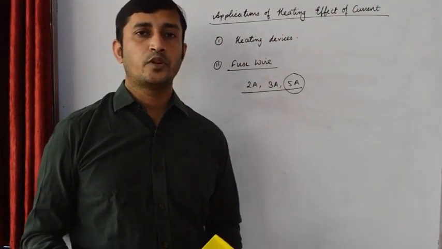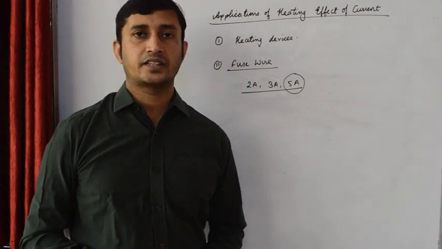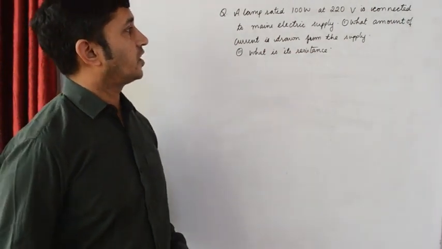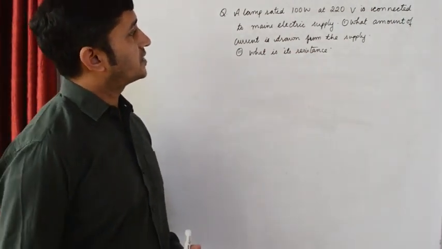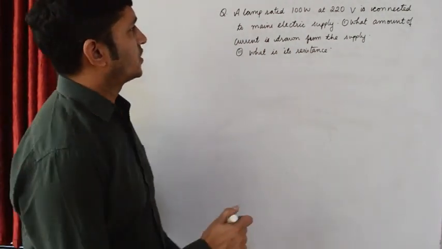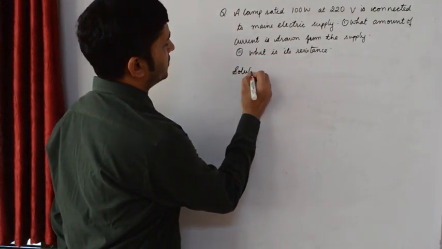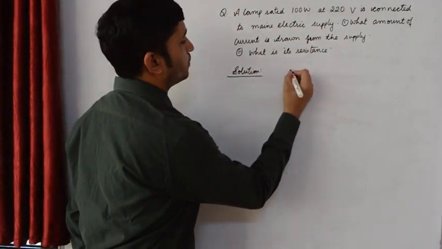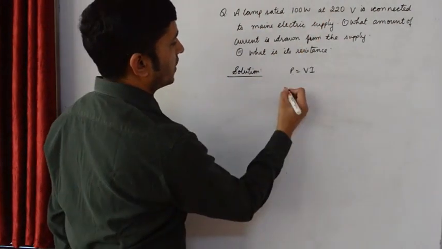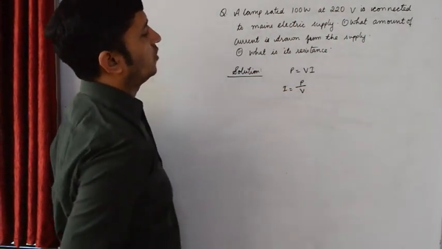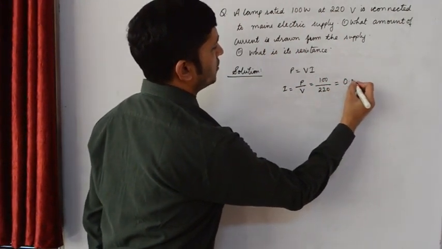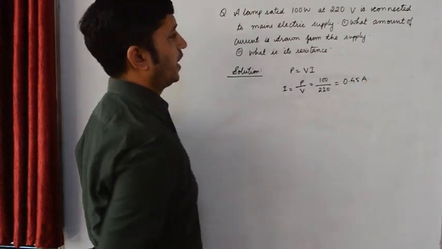Now let us see some numericals based on heating effect of current and electric power. Now here is the question. A lamp rated 100 watt at 220 volt is connected to mains supply. What amount of current is drawn from the supply and what is the resistance? It's very simple. We can directly calculate. We all know that power is equal to VI. Here power is given, voltage is given. So current can be easily calculated as power upon voltage. Power is 100 upon 220. That will be about 0.45 ampere.